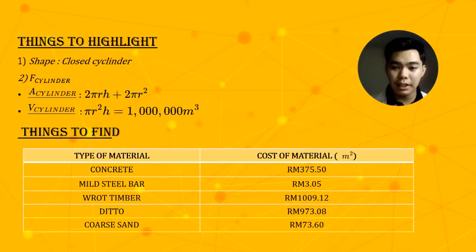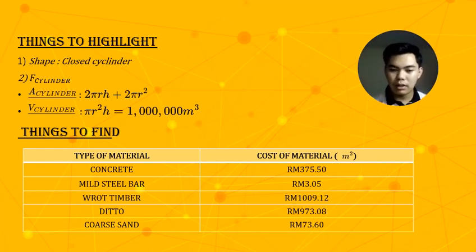The second presenter would like to highlight a few main things. We need to build a closed cylindrical tunnel, and we need to know the area of the cylinder, which is 2 pi r h plus 2 pi r square, and the volume of the cylinder is pi r square h, which is given as 1 million meter cube. So the things we need to find are the type of material and the cost of the material.